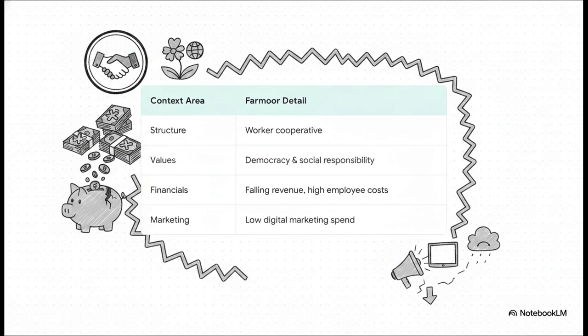Far More Cycles is a worker cooperative. They deeply value democracy, employee rewards, and social responsibility above almost everything. But here's the catch. They are currently bleeding revenue while still holding on to very high employee costs compared to the industry average. Furthermore, their digital marketing spend is worryingly low.